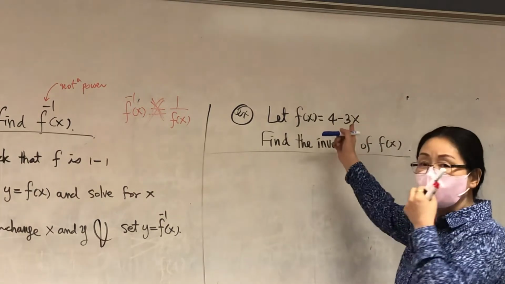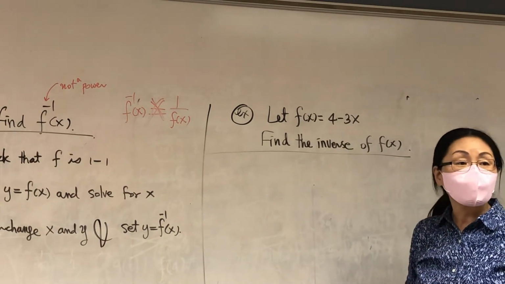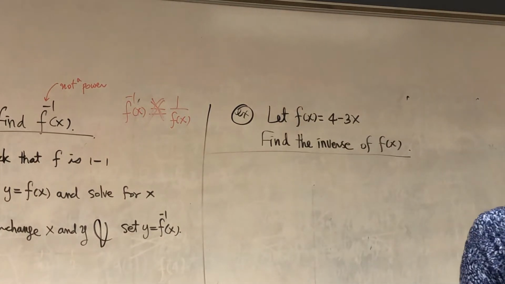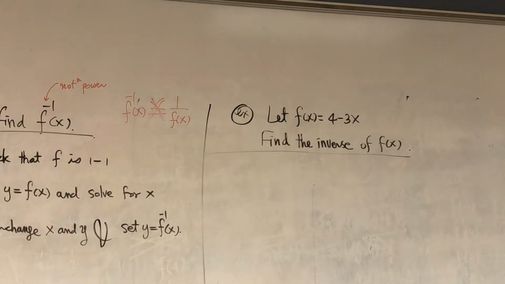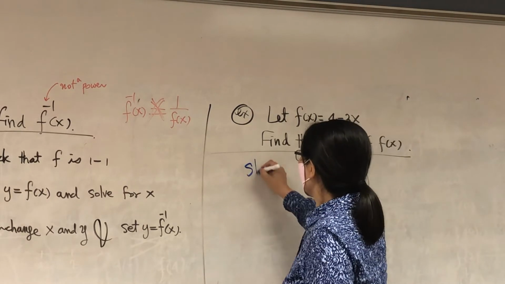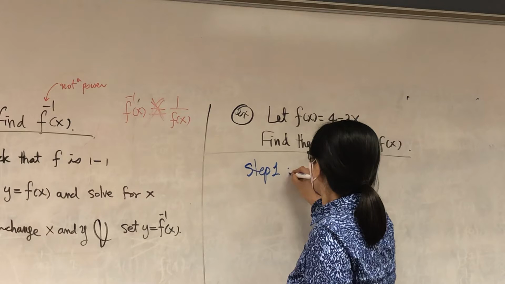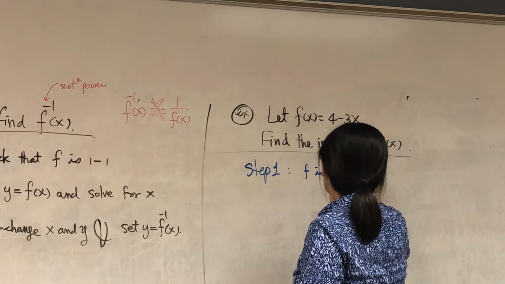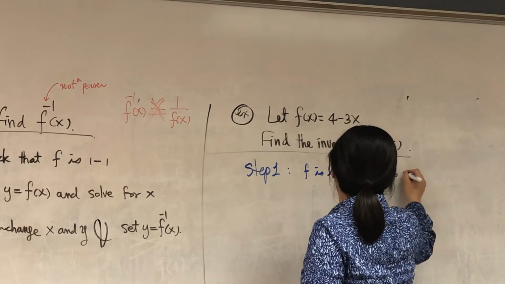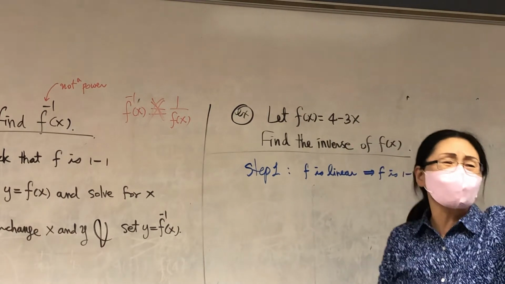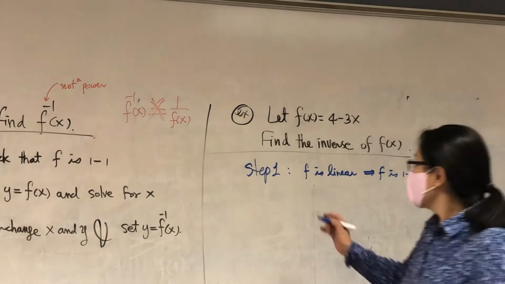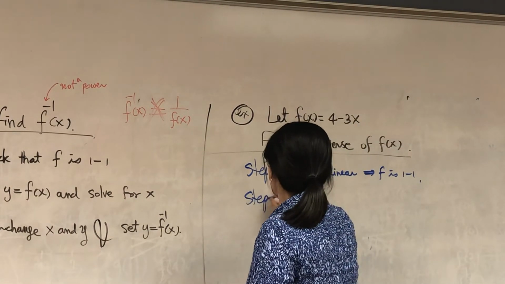Check, what type of function is it? That's a line. What's the name of the function? Linear. Linear function is 1 to 1? Yes, of course, true. So step 1, don't worry about it. You don't need to write it down. Usually we skip step 1.